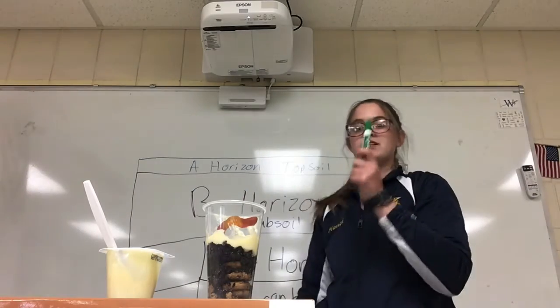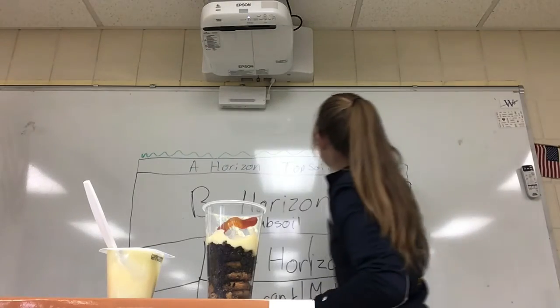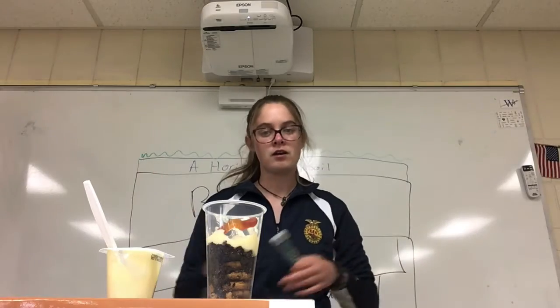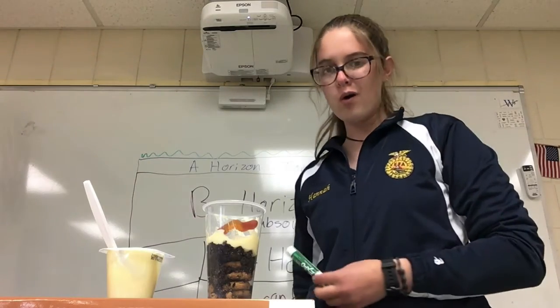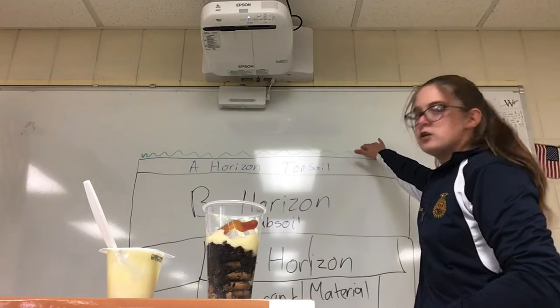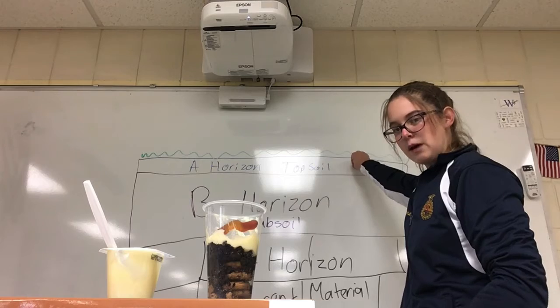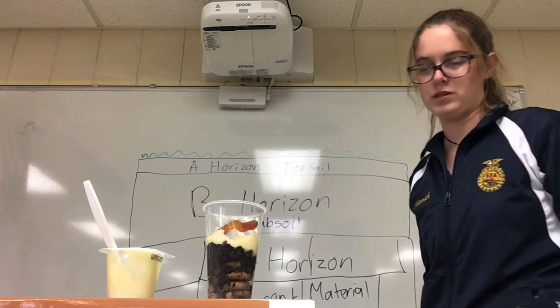we're going to use green because that signifies life. Above the A horizon, we have the O horizon. And O stands for organic. Organic is anything living. So now we've got our gummy worm for our O horizon. So we've got O, or organic matter, A horizon, topsoil, B horizon, subsoil, C horizon, parent material.